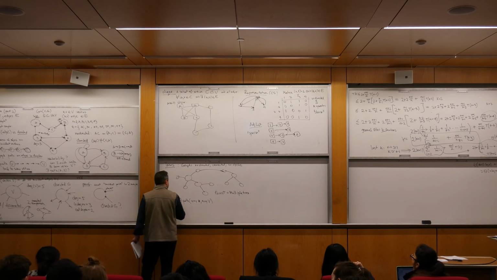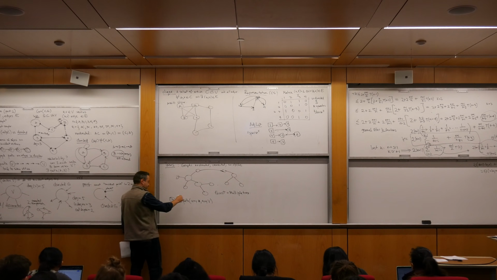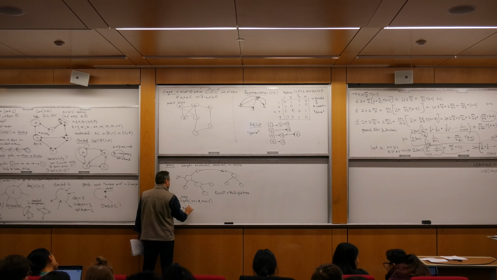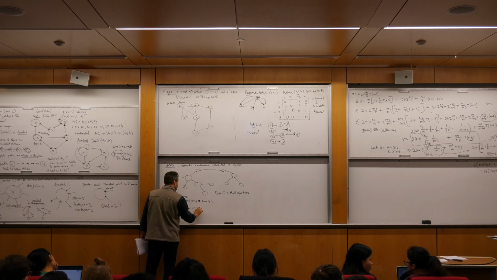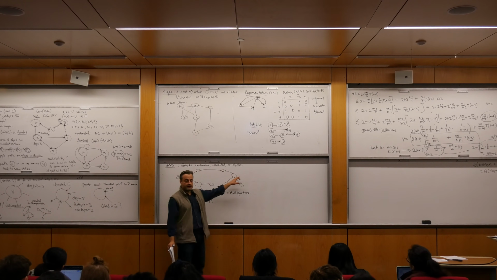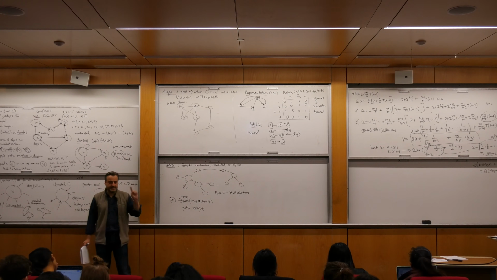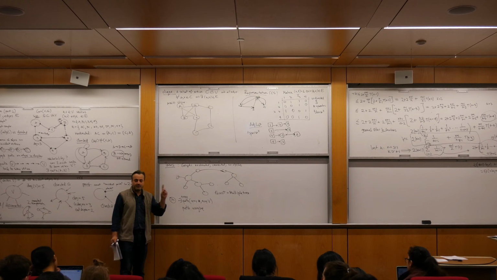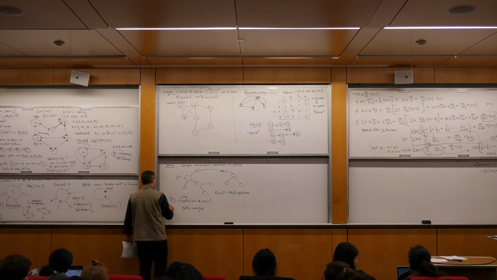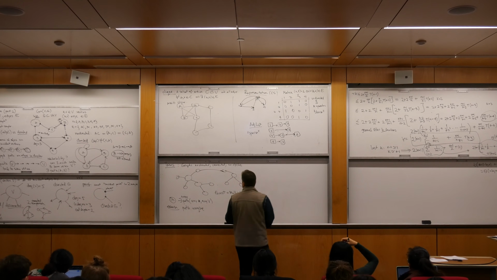But here's something that you should prove. Theorem: in a tree, there is a path from anywhere to anywhere. But most importantly, the path is unique. In a tree, if you want to go from here to here, the exact sequence of edges to go from there to there, there's exactly one path. It can't be two paths. So that's an exercise. That's the thing with trees.